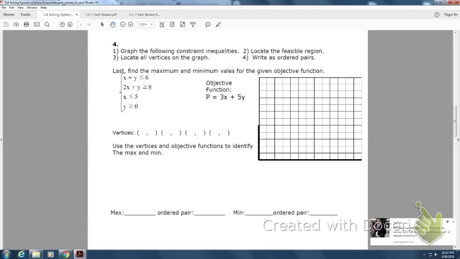All right, so again, if it is x equals, it's vertical, y equals is horizontal. Go ahead and label your values on your x and y axis. And I've got a line that is x equals 5 and y equals 0.